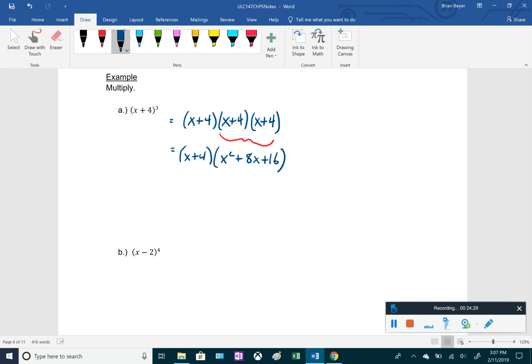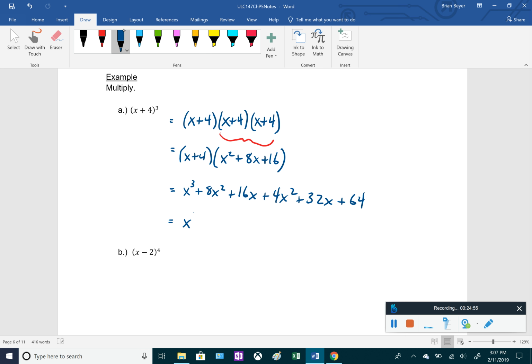It really doesn't matter the way you write it. I just prefer to write the polynomial that's smaller first. Okay, and then once we have this, we just multiply it like we did previously. We multiply the x throughout each term in the second one. We get x cubed plus 8x squared plus 16x. Multiply the 4 throughout. We get plus 4x squared plus 32x plus 64.